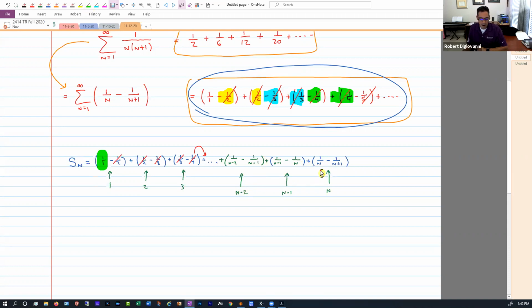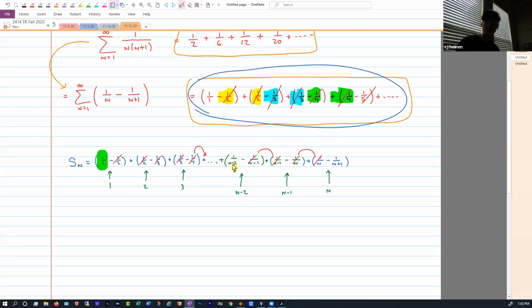Maybe we'll start from the back. What cancels here? This negative 1 over n will cancel with that 1 over n, right? So that's gone. Look at this right here. This negative 1 over n minus 1 cancels with that one. That's gone. How about this one? 1 over n minus 2. Will it go away? Yes. Okay, what is it canceling with? With the one before it, right?